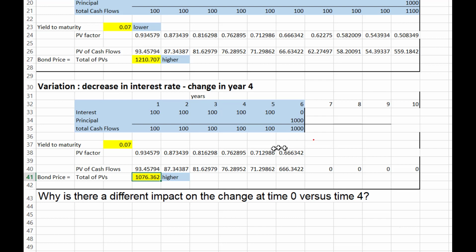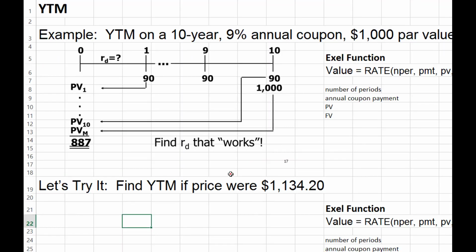So let's look at that function. It's called the yield to maturity problem, and I just replicated this scenario here. The function is right here. It's an Excel function called RATE. Value of the bond equals RATE with the parameters of number of periods, amount of each payment, the present value, which is the price, future value, which would be the last payment, and the type, which just means is it end of period or beginning, and we could just accept the default. The default is end, and that's what we're doing.